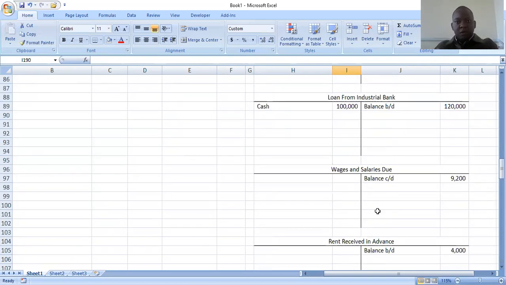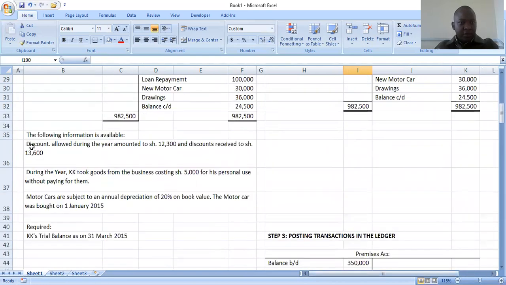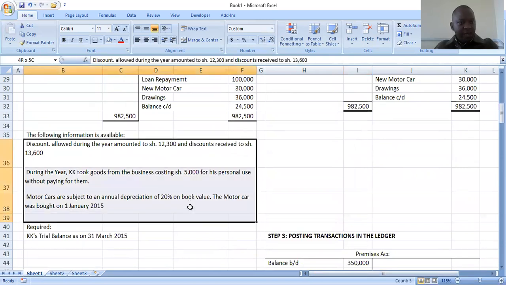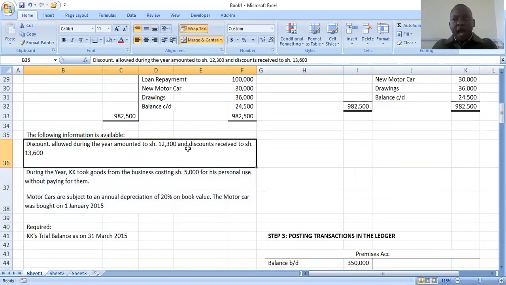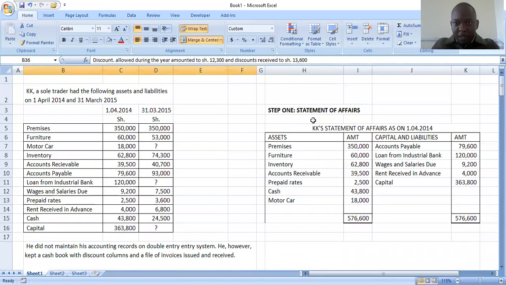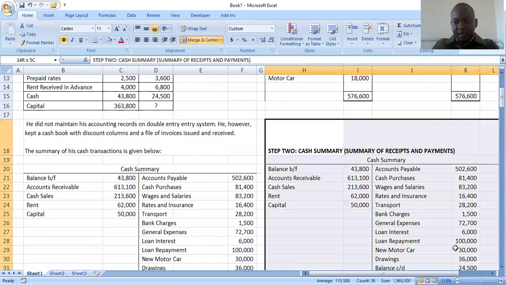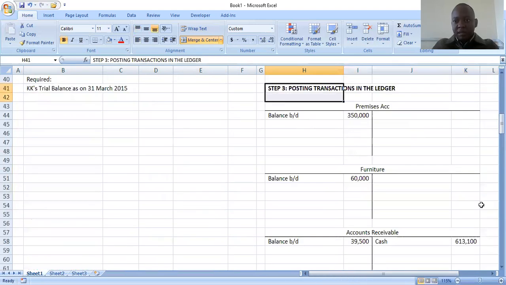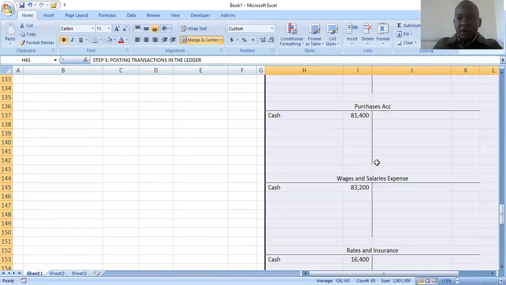Step 3. The next step, you are supposed to do the adjustments, and then we balance off the accounts so as for us to prepare the trial balance. So we do the adjustments from the additional information in the question. I hope you are together. In step 1, we did the statement of affairs. Step 2, we did the summary of receipts and payments. And step 3, we have posted the transactions in the ledger, as you can see in those ledger accounts.